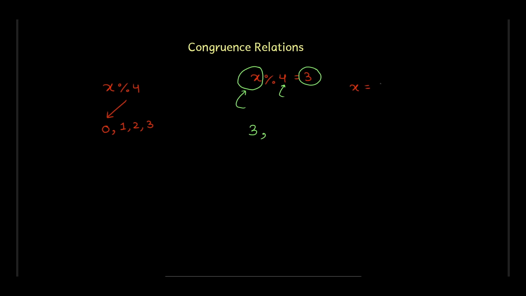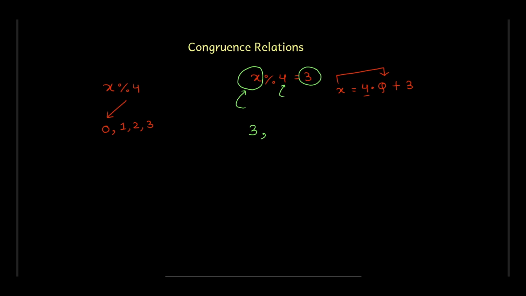be written as divisor into quotient plus remainder. So the remainder is 3 and the divisor is 4. So this means that all x can be written in this format where q can be any integer.